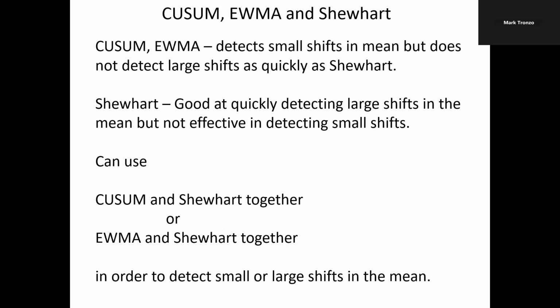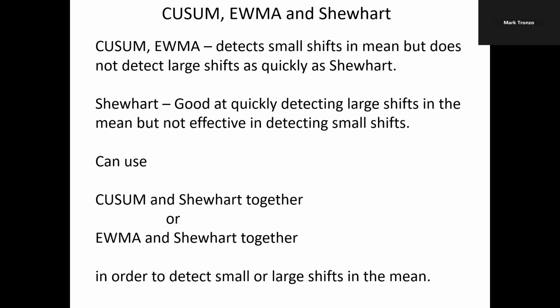And now, one thing to note, the Q-sum chart, which we had looked at previously, and the EWMA chart detect small shifts in the mean, but they do not detect large shifts as quickly as the Shewhart chart. The Shewhart chart is the main control chart that we saw earlier in the course. So again, EWMA and the Q-sum chart detect small shifts in the mean, but large shifts it detects, of course, but not as quickly as the Shewhart chart.